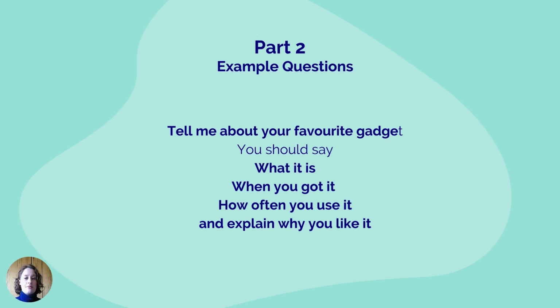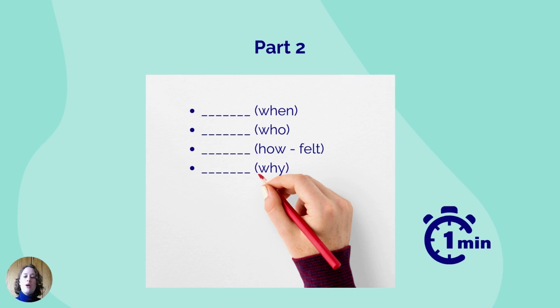Now it's your turn. If you haven't already, please get a pencil and some paper and write 4 bullet points on it. Here's your question. Tell me about your favorite gadget. You should say what it is, when you got it, how often you use it, and explain why you like it. You have 1 minute to prepare. You should write 1 or 2 words per bullet point. When your 1 minute is up, your 2 minutes begins.